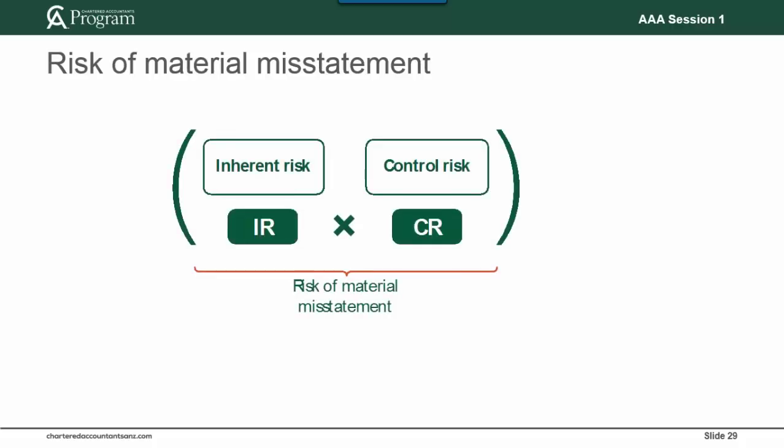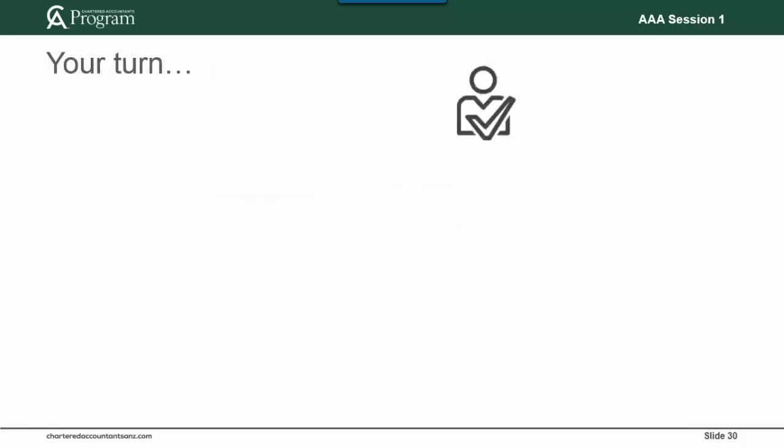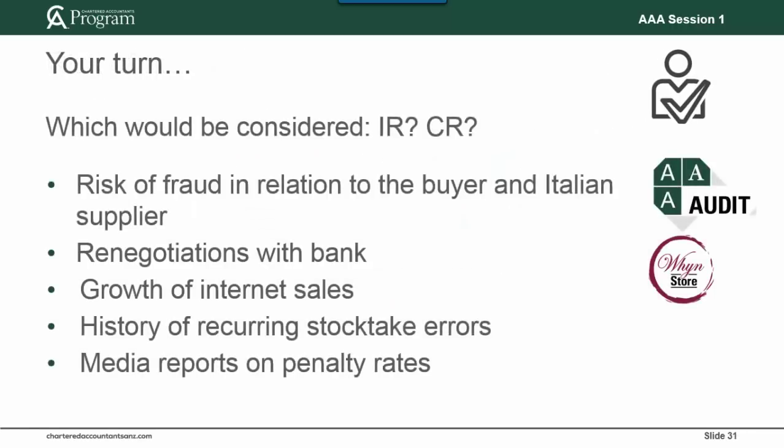Remember, when performing a risk assessment, we need to consider the risk of material misstatement, which comprises of 2 components: inherent risk and control risk. So of the 5 risks of material misstatement we have just identified for the wine store, which would be considered an inherent risk or a control risk? Click pause and determine which risks are inherent risks or control risks. And when you have your answer, click play.